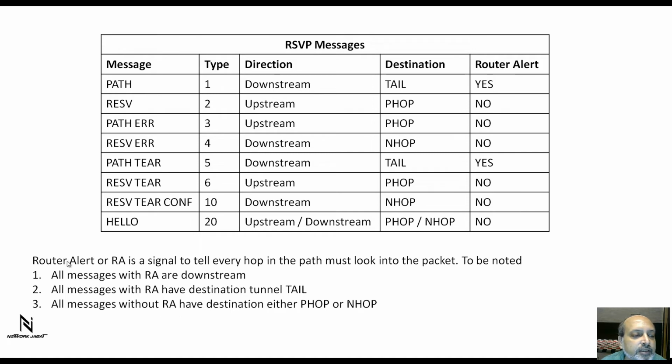The remaining messages do not have any router alert property. So what is this router alert? Router alert or RA is a signal to tell every hop in the path that it must look into the packet, right? To be noted, all messages with RA are downstream, yes, because path and path tear are all downstream messages. All messages with RA have the destination tunnel tail. All messages without RA have the destination either previous hop or next hop. It is also very simple to observe, right?